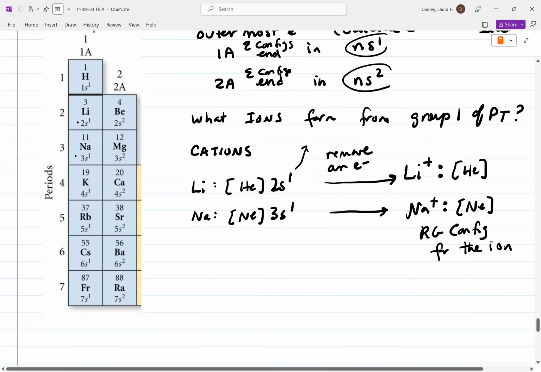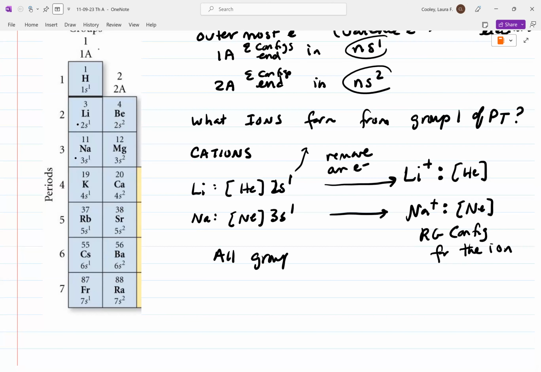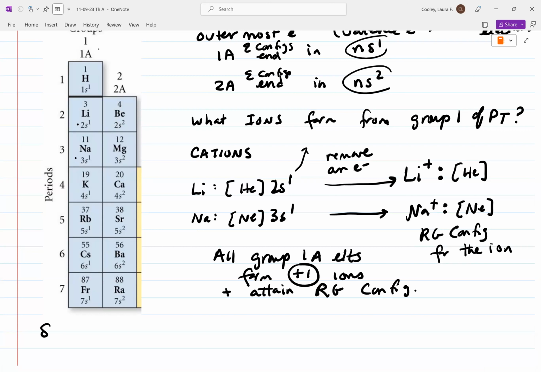Okay, you could see that it's similar. So all of these, all group 1A elements, form +1 ions. And they attain what we call the rare gas configuration. You could see similarly, group 2A.